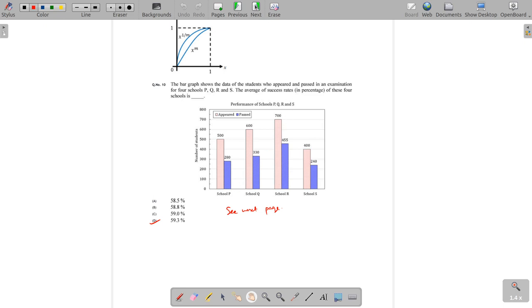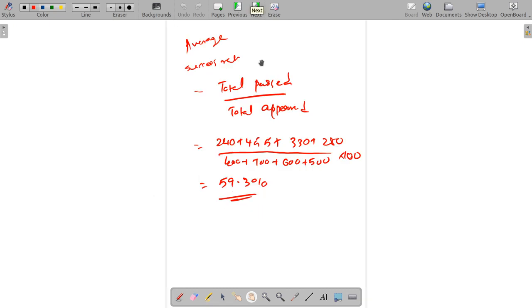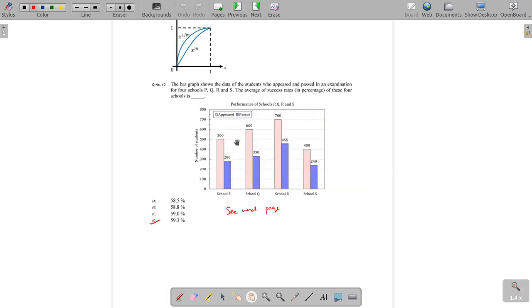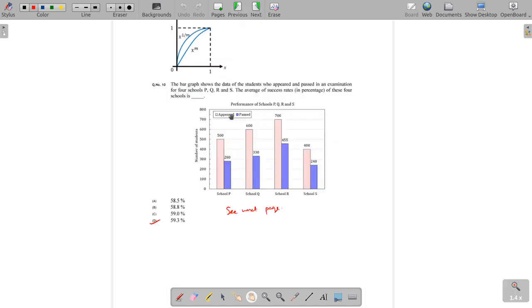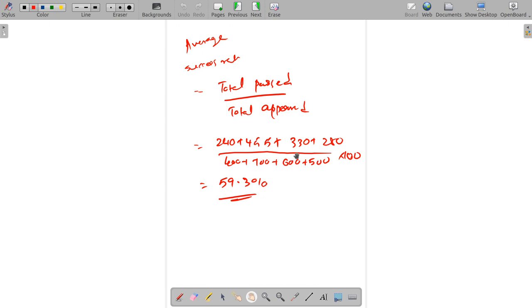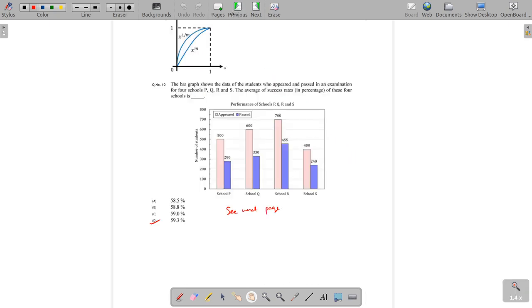Basically, you just add up the total number of passed students. It should be 280 plus 330 plus 455 plus 240, divided by the total number of students who appeared, 500 plus 600 is 1100, plus again 1100, 2200, and take the percentage. So 59.3.